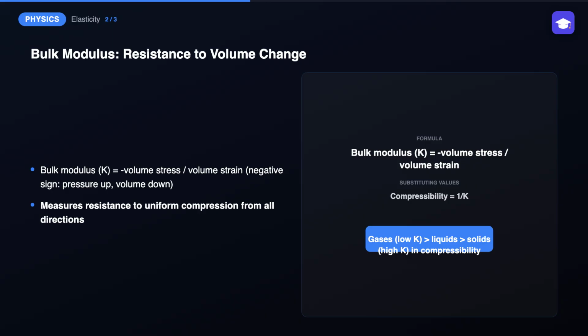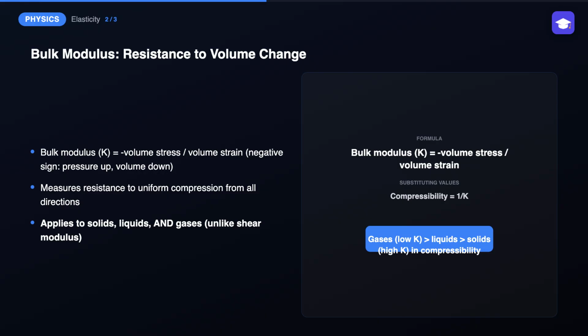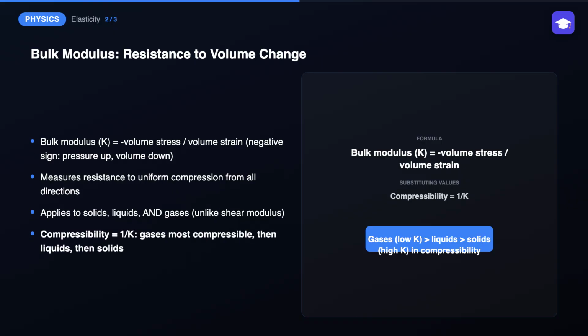Unlike shear modulus, bulk modulus applies to solids, liquids, and gases alike, since uniform compression, unlike shear, is something every state of matter can meaningfully resist to some real degree. Compressibility is defined as the simple reciprocal of bulk modulus, and it's a particularly relevant quantity for describing fluids. Gases are dramatically more compressible, and therefore have a much lower bulk modulus than liquids, which are themselves considerably more compressible than solids. This ordering directly reflects how tightly packed and strongly interacting each state's constituent molecules are.